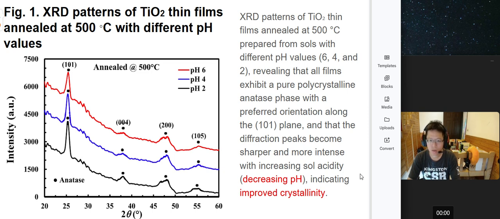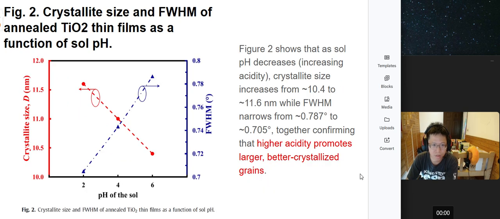As we can see, when the acidity of the sol is stronger, the anatase structure becomes stronger. We can see this from the XRD patterns. We can also see that as the sol pH decreases, the crystal size will increase. That means higher acidity promotes larger anatase crystallized grains.